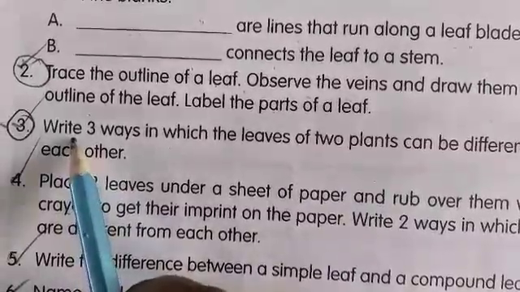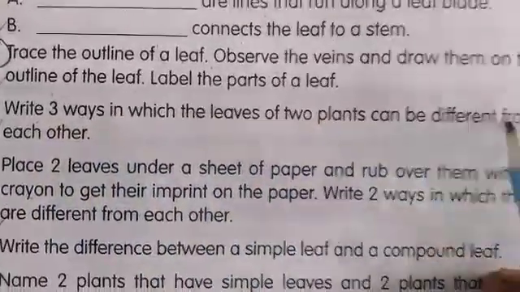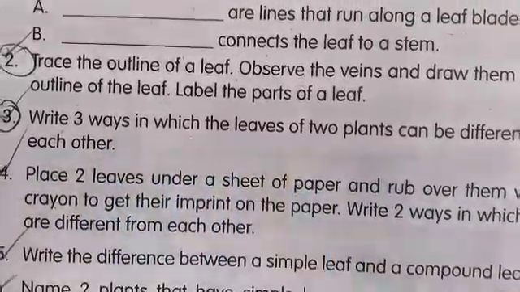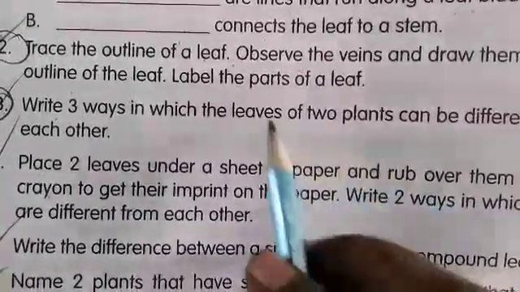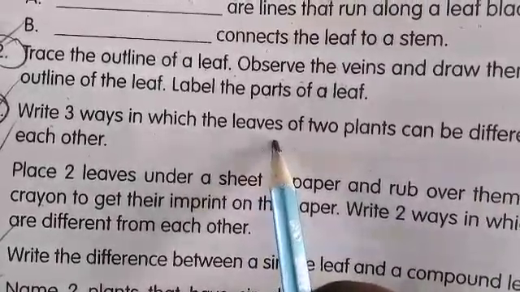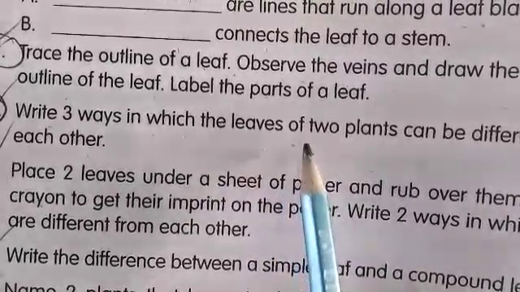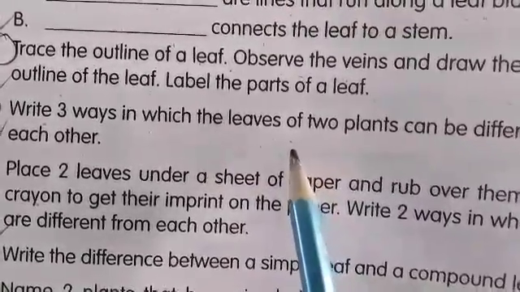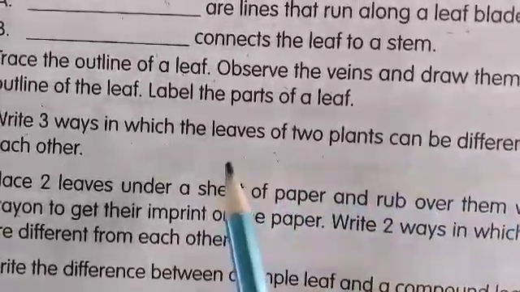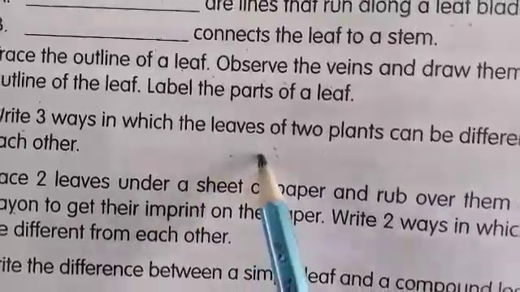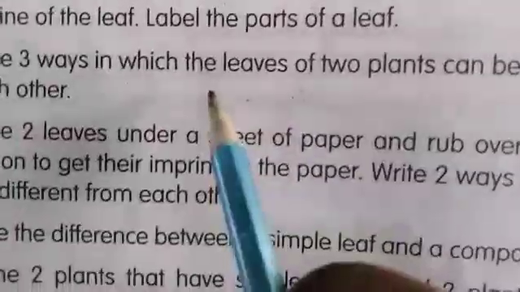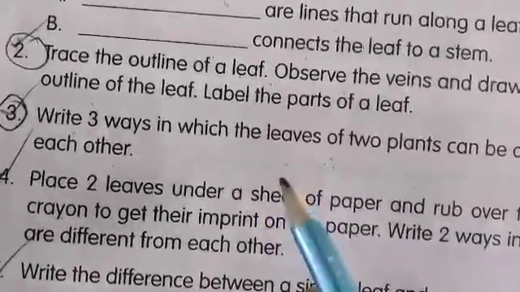Now third one, children. Write 3 ways in which the leaves of 2 plants can be different from each other. So what are the 3 ways in which the leaves of 2 plants can be different? Just now we have read the lesson. The shapes of the leaves can be different, the edges of the leaves can be different, and the arrangement of the veins also can be different from each other. So these are the 3 ways, you have already written in the classwork.